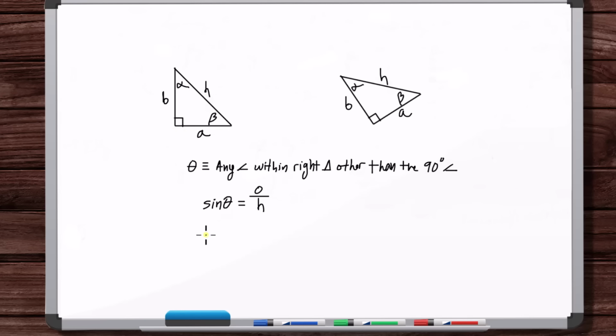Okay? The cosine of theta is equal to adjacent over hypotenuse. And it's kind of confusing with these A's like this. So let me write it this way. I'm going to actually write out the word.